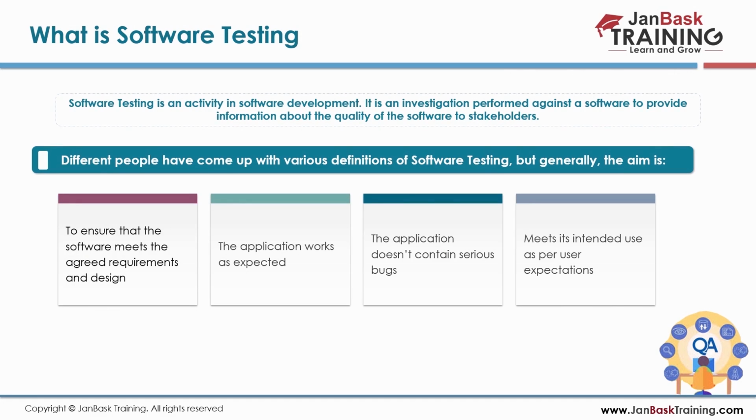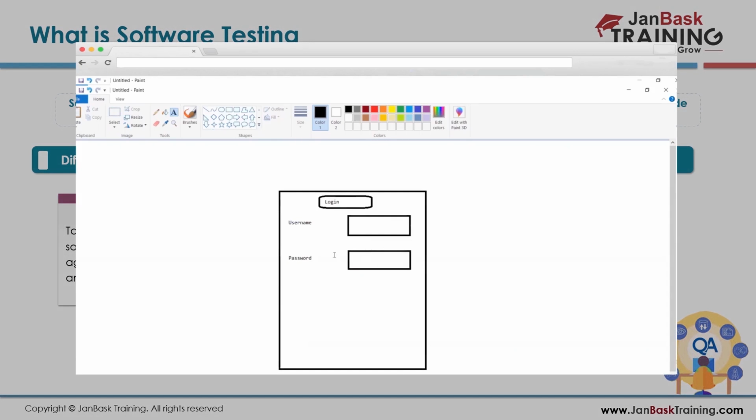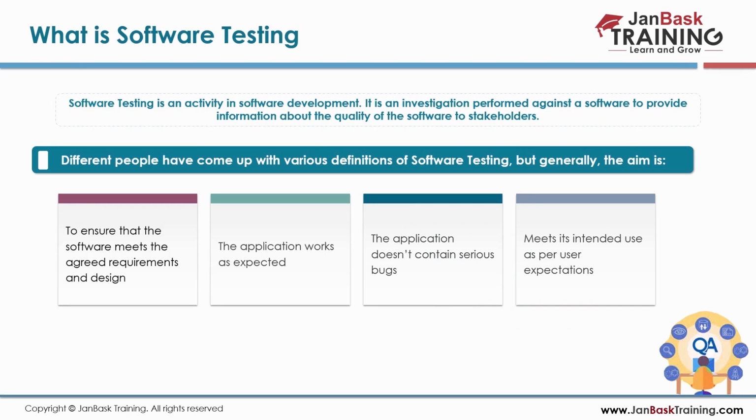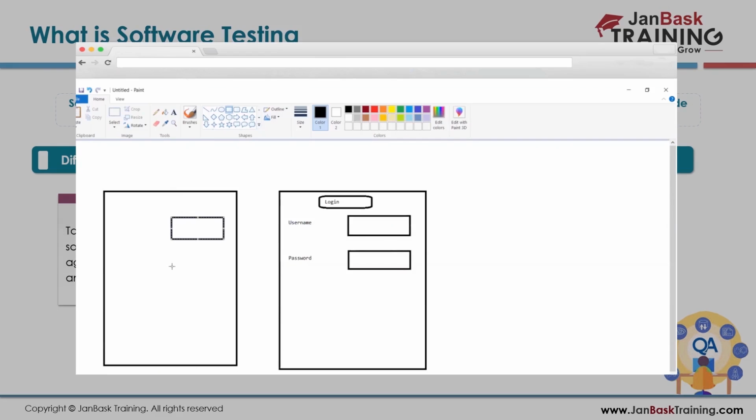As far as the login page was concerned, the requirement says that it should have username, password, and a login button. So the first requirement is fulfilled. The second requirement says that the application works as expected. The expectation was that every time I provide the correct username and password and click on the login button, I should be able to log in to the application, which is happening, right? So the second is working fine. The third says the application doesn't contain any serious bugs. Let's assume that it does not have any serious bug as of now. But is it user friendly? It's not user friendly, right?